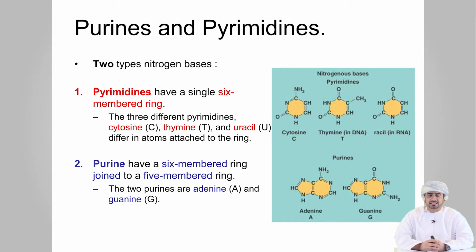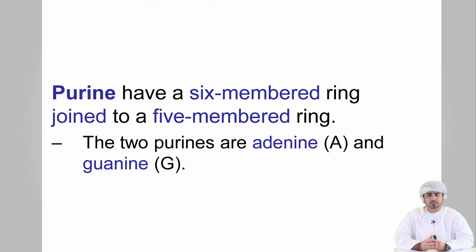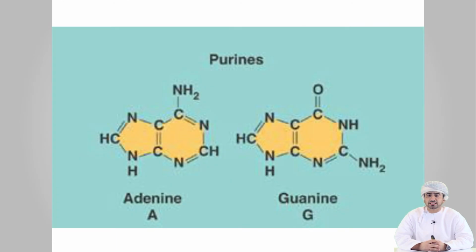Next, we have the second type, which are the purines, and these differ in the structure of the nitrogen base. Basically, they have a 6-membered ring, but also this is joined by a 5-membered ring, as you can see from the figure. There are two kinds of purines available in the cell. This is the adenine and the guanine.